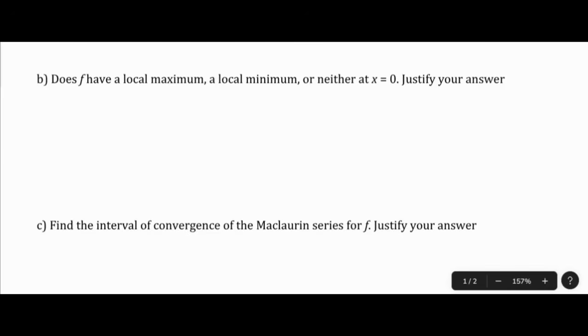So that actually helps us a lot, because we can just copy down what we got in the first problem. So f of 0 is equal to 1, f prime of 0 is equal to 0, and f double prime of 0 is equal to 1.